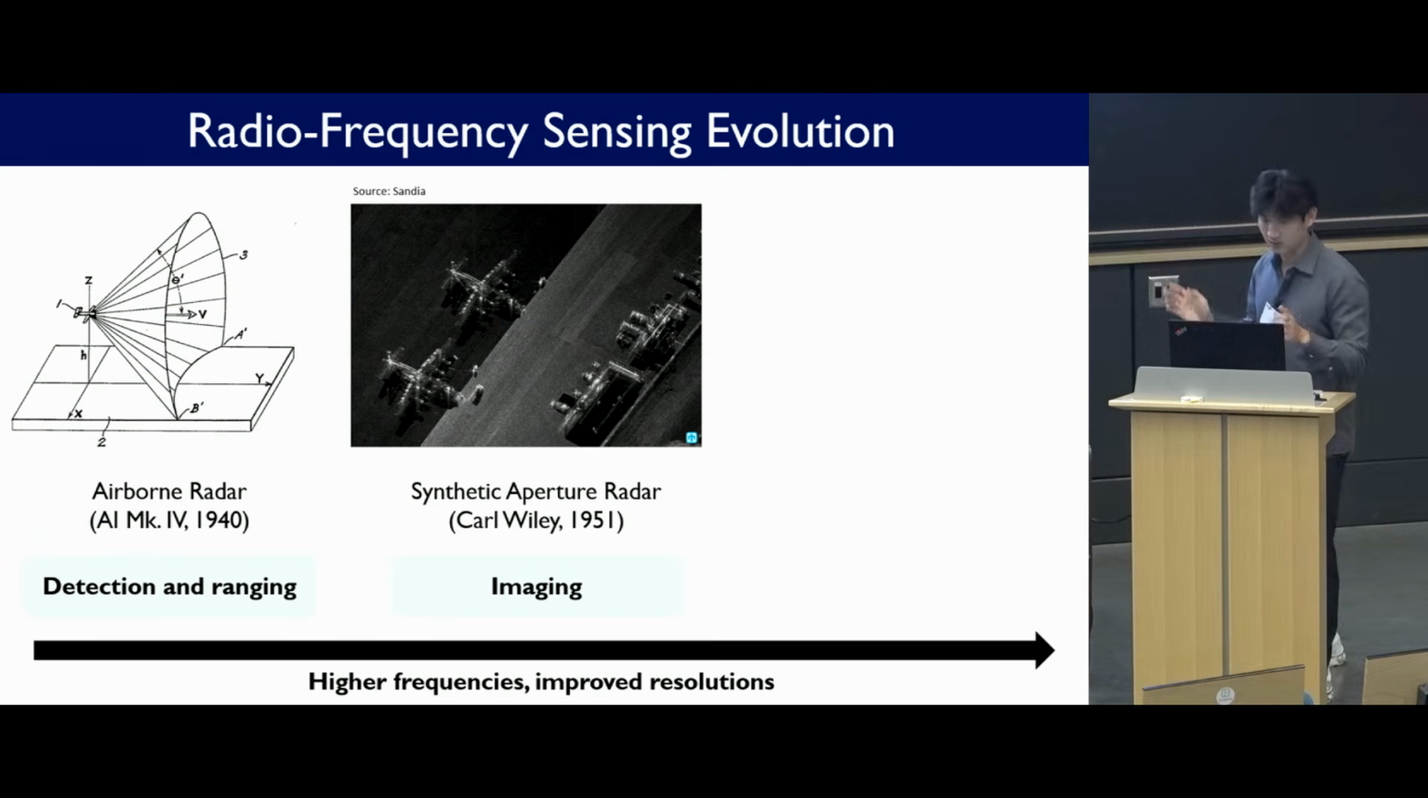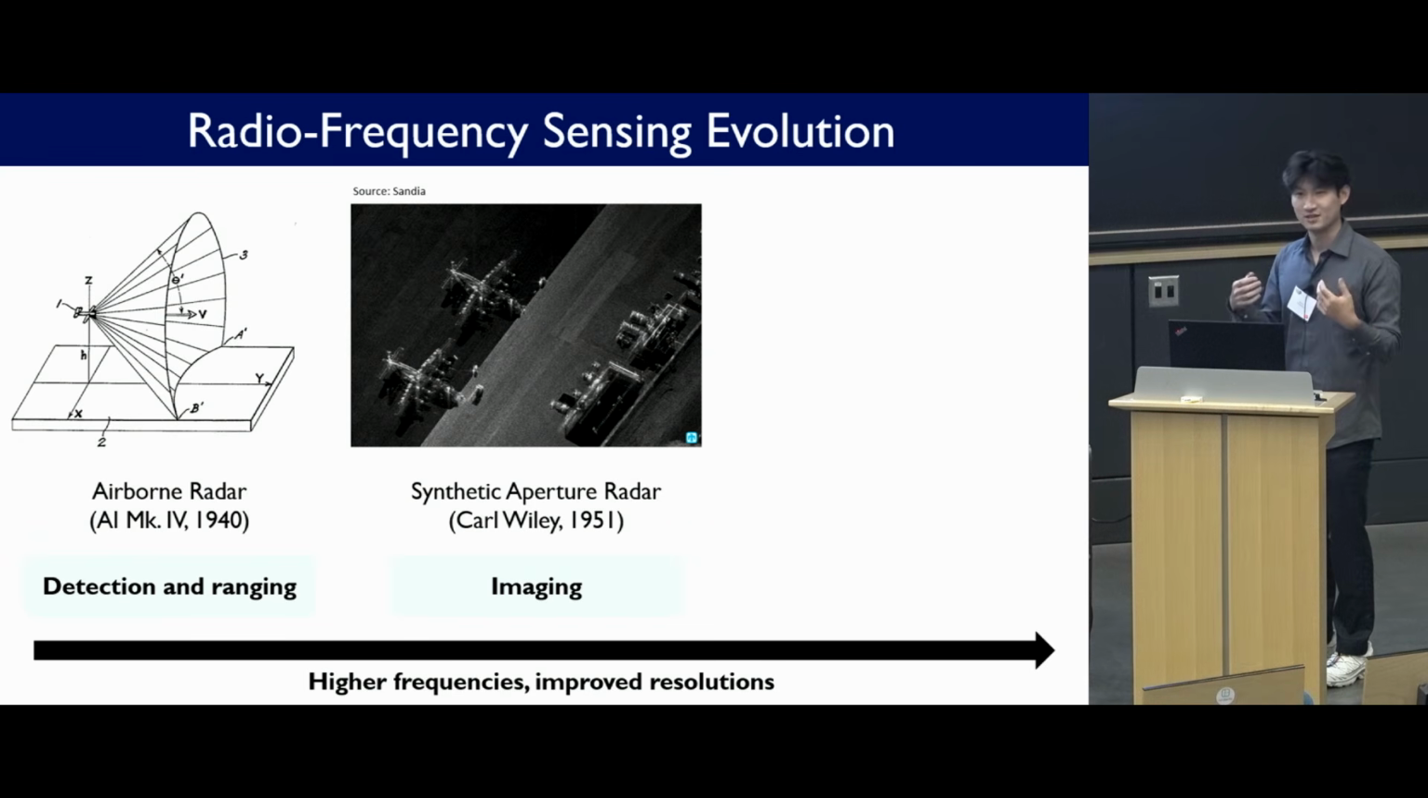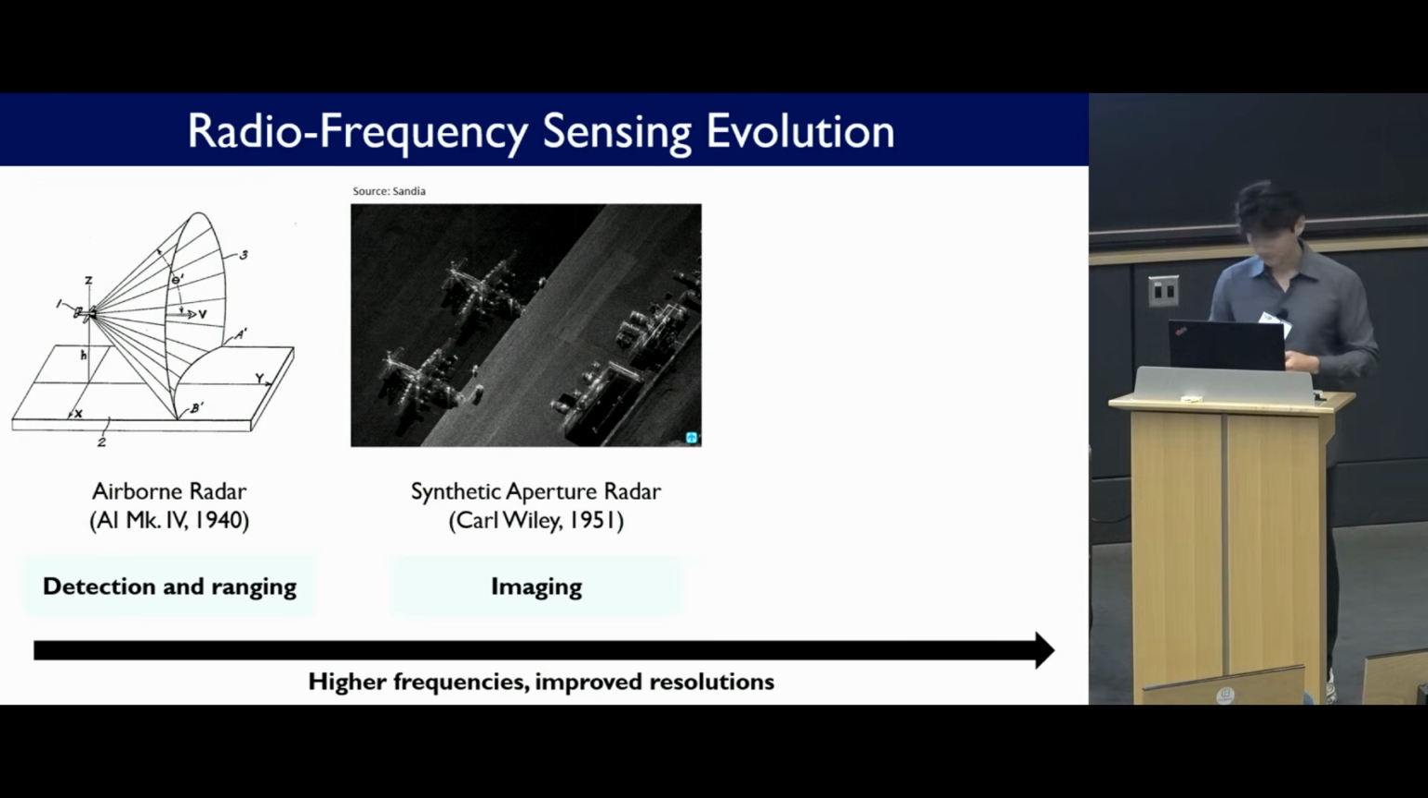In 1951, Carl Wiley proposes synthetic aperture radar. And so he says, if we fly basically as straight as possible and as level as possible, and we send out multiple radar measurements, then we record all of those, and when we land, somebody stitches all of these together into our first radio frequency images.